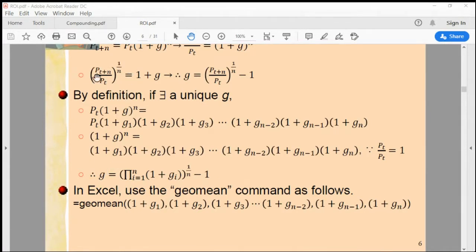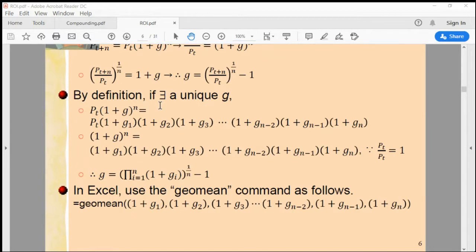Now, you understand this is how we calculate the geometric average, right? The geometric average is PT plus 1 over PT, where PT plus N is the future value and this is the present value. And then I can also rewrite it this way. I can explain it also this way. By definition, if there exists, that means there exists, that symbol, instead of spelling out there exists.